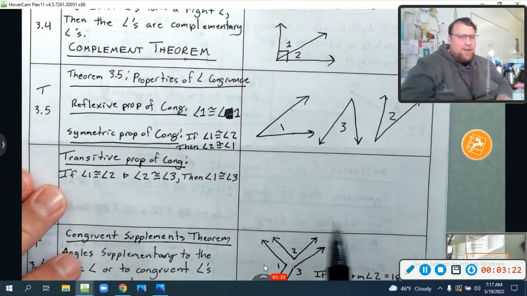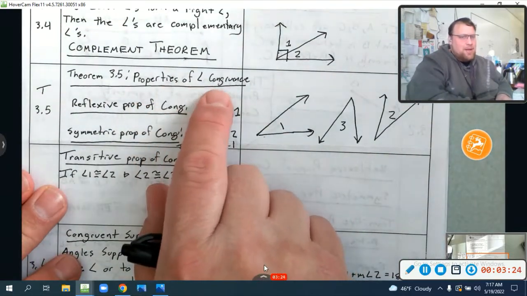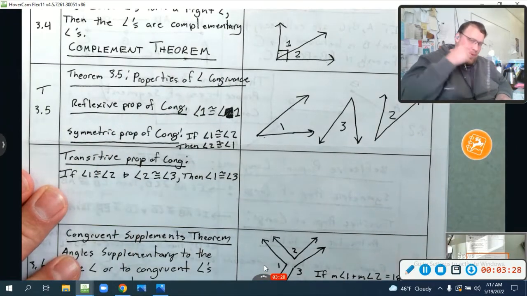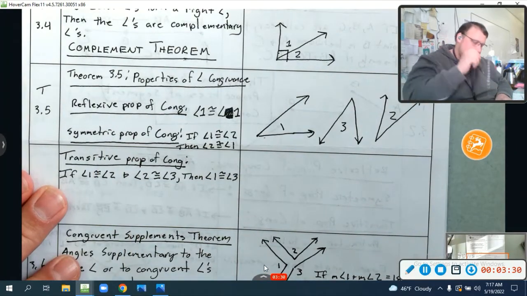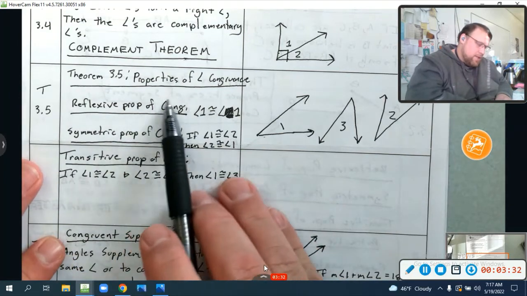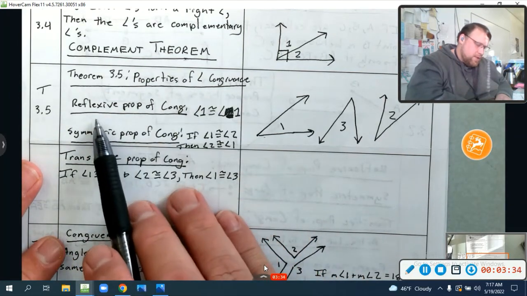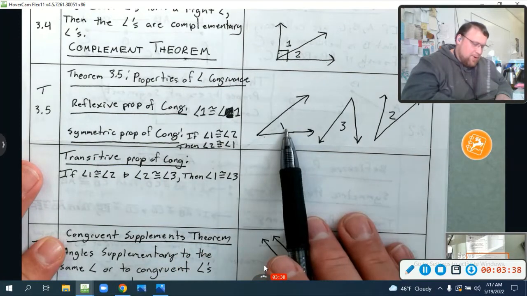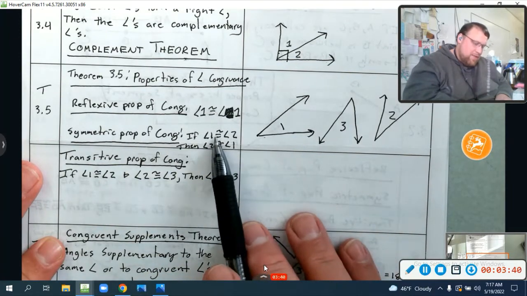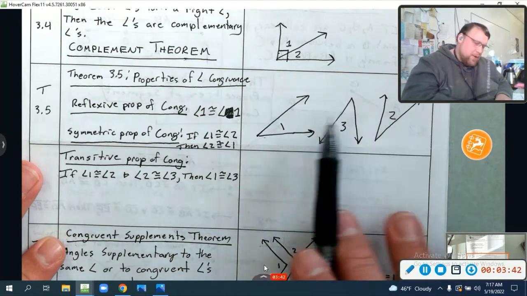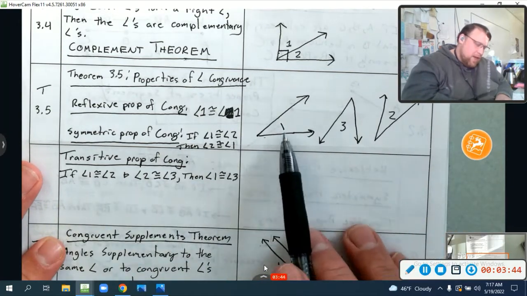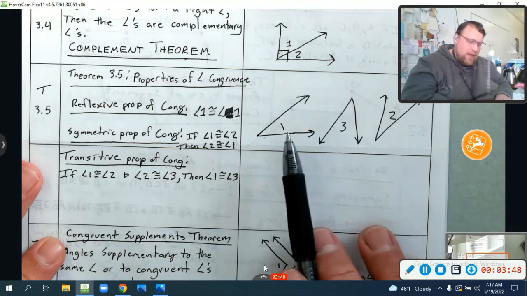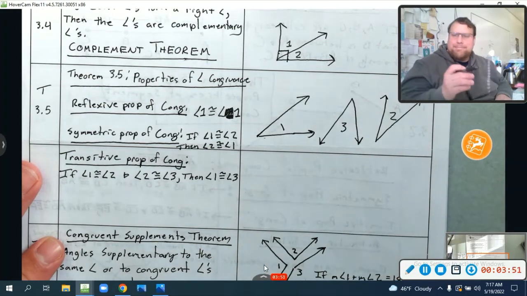And then we have another 3 here. Again, you're going to notice congruence, reflexive, and symmetric, but this is for angles. We did it for segments a few minutes ago. Properties of angle congruence. Reflexive property of congruence is just angle 1 is congruent to angle 1. Symmetric is if angle 1 is congruent to angle 2, then angle 2 is congruent to angle 1. And then transitive, if angle 1 is congruent to angle 2, and angle 2 is congruent to angle 3, then angle 1 is congruent to angle 3. That's it.